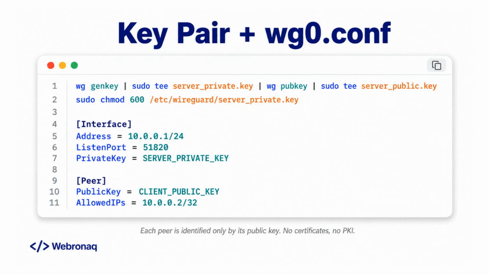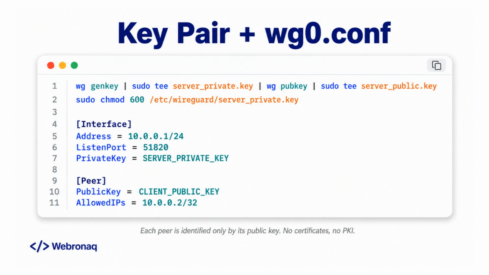WireGuard uses public key cryptography, so there are no certificates, no certificate authorities, and no renewal dates to track. Every peer, meaning every device, is simply identified by a public key. To generate the server key pair, run wg genkey, pipe it through tee to save the private key, then pipe it again through wg pubkey to derive the public key. Then lock down the private key file with chmod 600 so only root can read it.